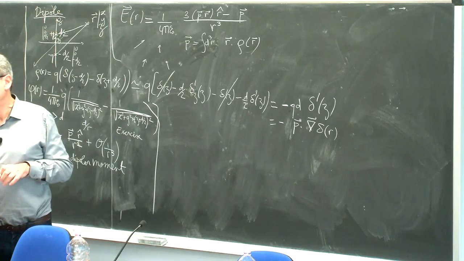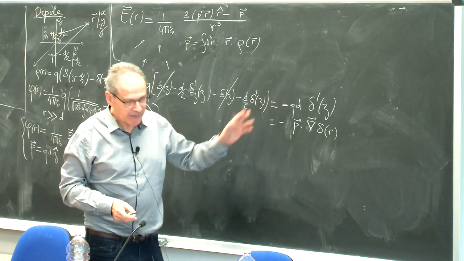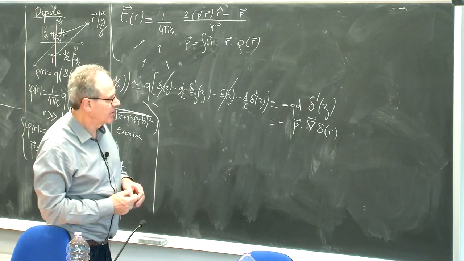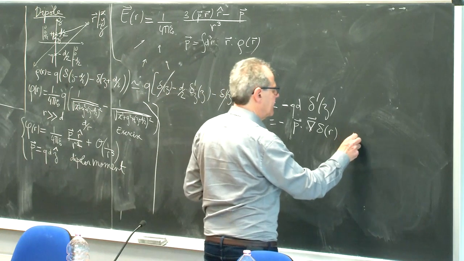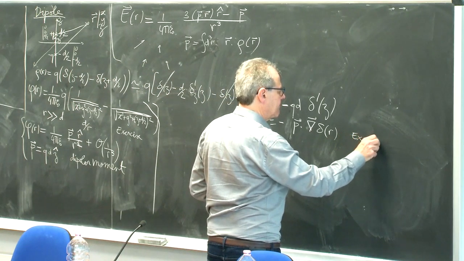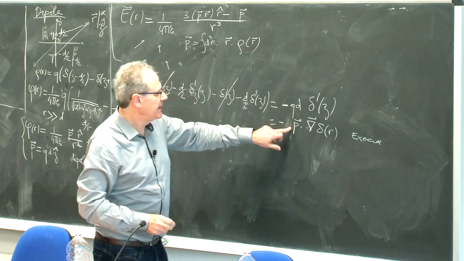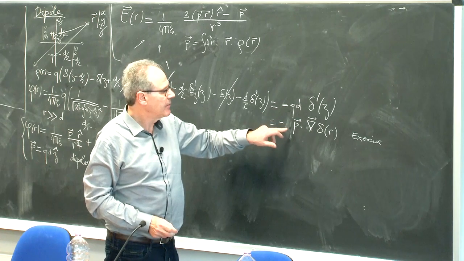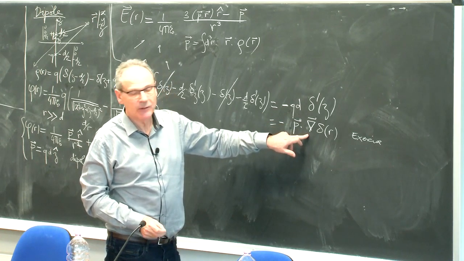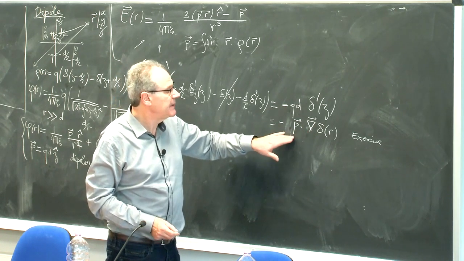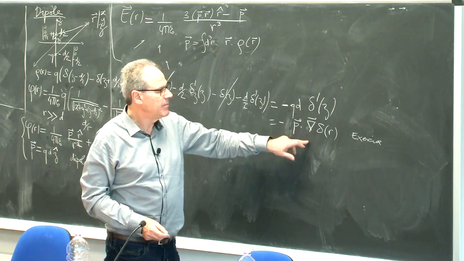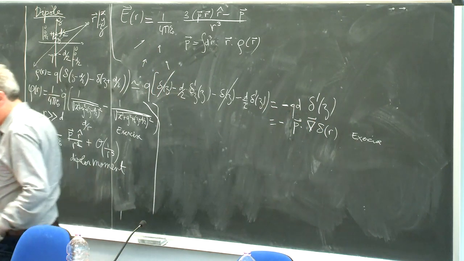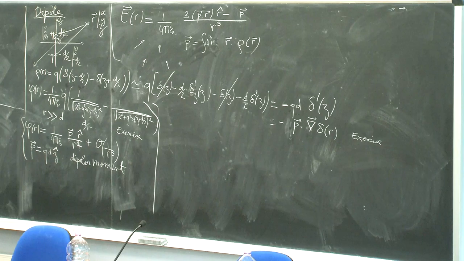I don't know if it is clear, but you can see that as an exercise also. Because p is along the z axis, this gives you only a d by dz. It's essentially pz, which is qd, times d by dz of this.